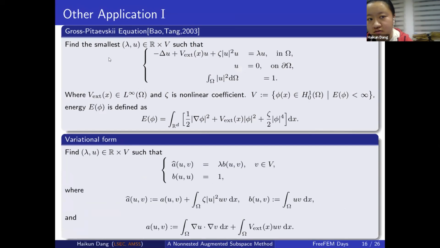And now we focus on the GP equation. The GP equation describes the ground state solution of Bose-Einstein condensation. The equation we list here is the simplified steady state GPE posed by Professor Bao and Professor Tang in 2003. You can see this is a nonlinear eigenvalue problem, and V is the potential function. The nonlinear term in this equation is polynomial, C is the nonlinear coefficient, and E is the energy. The variational form is shown here.